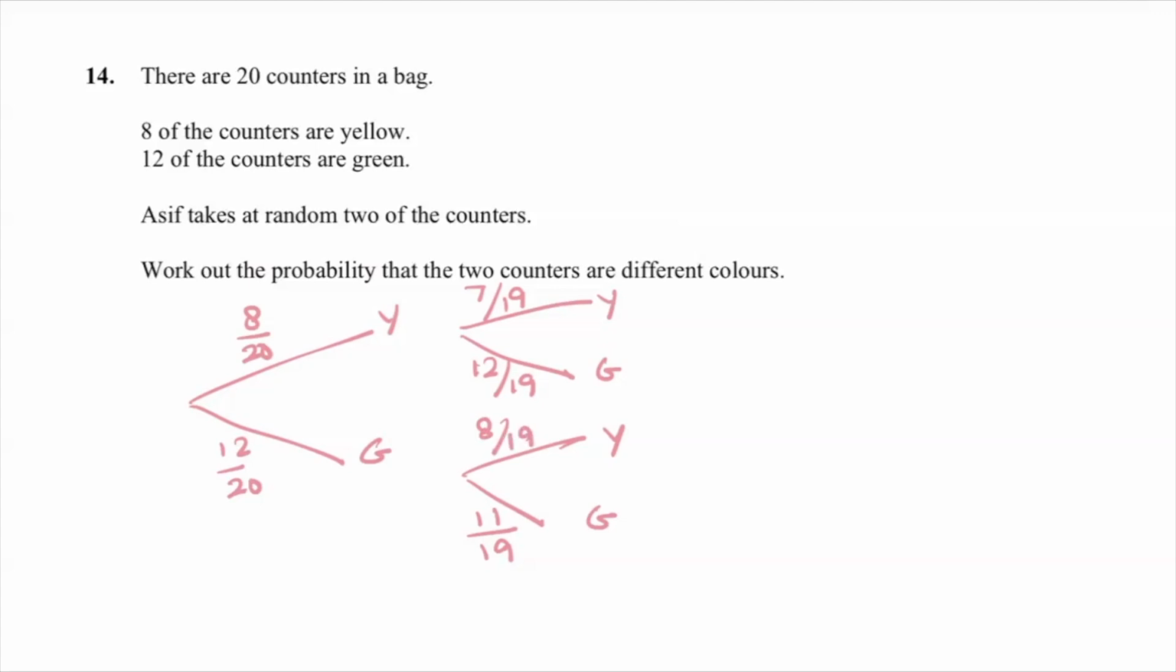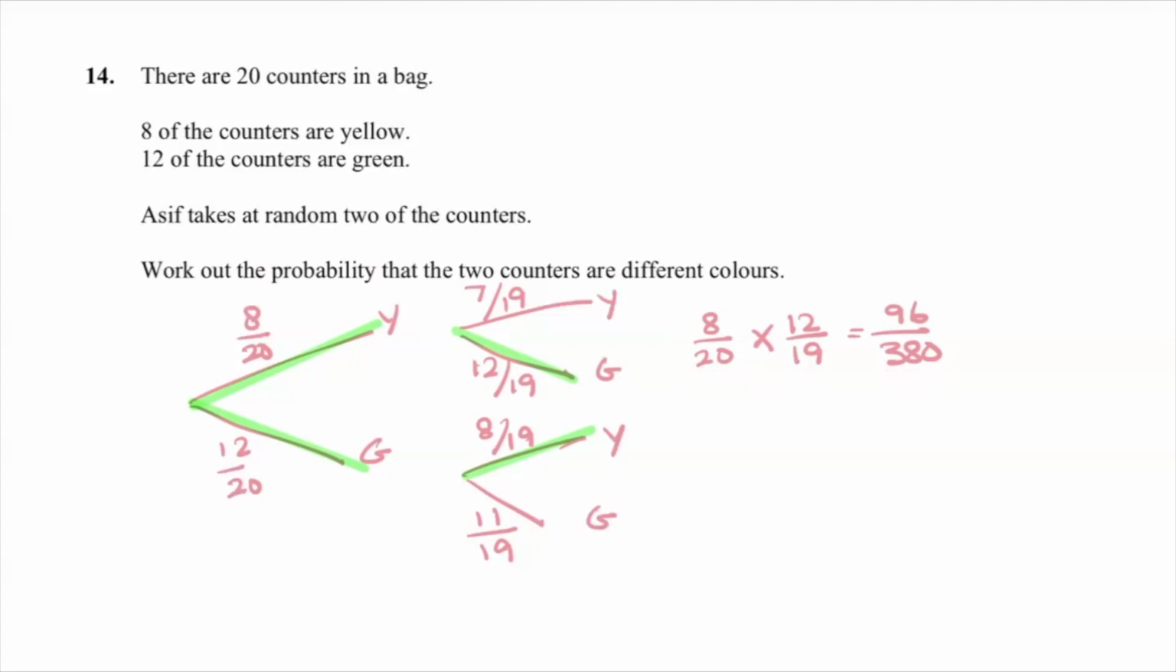Now, my 2 pathways could be yellow followed by green, or green followed by yellow. If I do the yellow and green pathway, I pick up the fractions 8 over 20 and 12 over 19. I just need to multiply these. That's going to give me 96 over 380. Now, this is within our times table grid. This really is 2 times 19, which is 38, and then add your 0. So it's not tricky maths to do without your calculator.